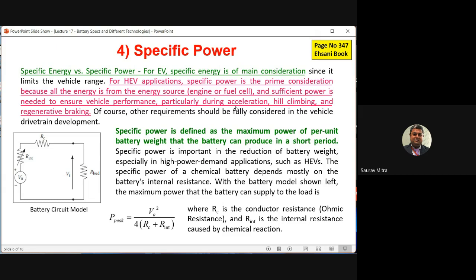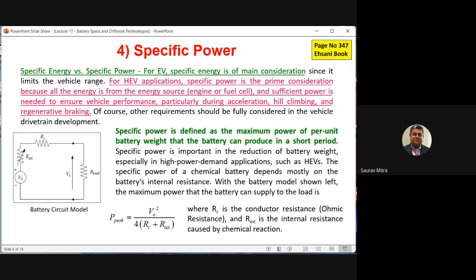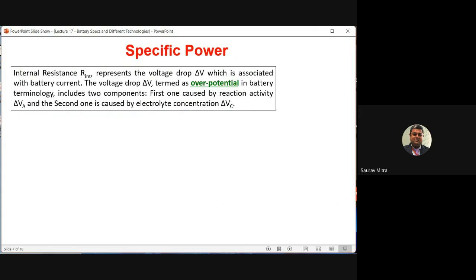So I think this slide and the previous slide are very important, so please prepare these two slides properly. The previous slide was for specific energy, and this slide is for specific power. This is the battery circuit model. The left side, whatever you're finding, is an internal model of the battery circuit. Okay, we will go to the next slide, and this is about specific power.